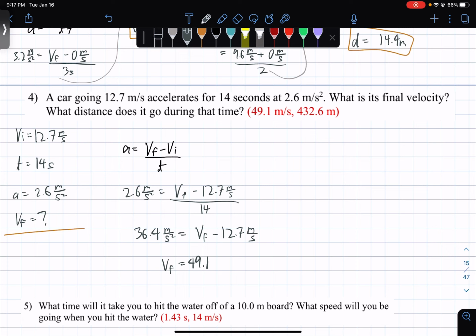Wait a minute. Sorry, something's wrong. So 36.4 meters per second squared is added with 12.7 meters per second. The Vf is said to be 49.1. Of course, the unit for final velocity is in meters per second, just the same as Vi.